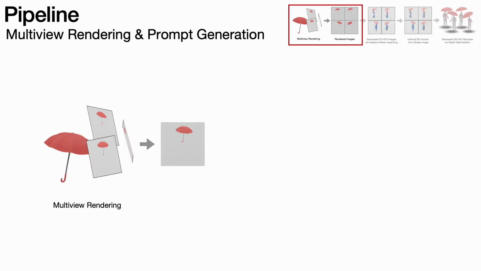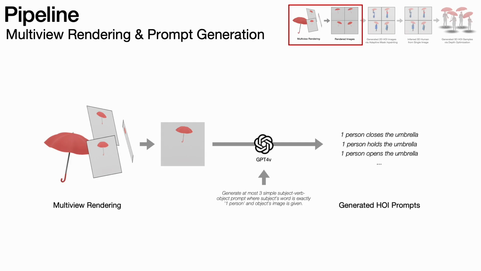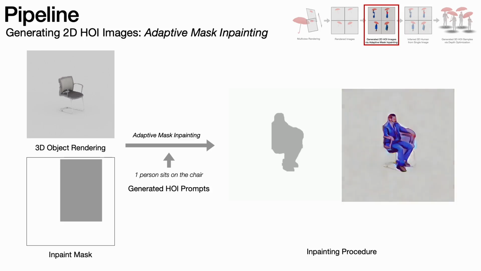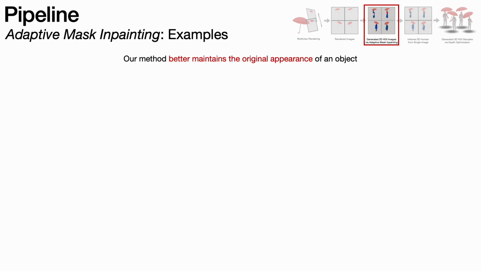Here is the detail. Given the 3D object, we first render the object from multiple viewpoints. Using a publicly available vision language model, we input the rendered image into the model and generate 3 prompts that describe possible interaction of human with the object. We then insert the human into the rendering of the object, by applying inpainting diffusion models. To prevent the change of the original object during inpainting, we introduce the adaptive mask inpainting algorithm, which updates the inpainting mask for each denoising step. Here, we provide a comparison between adaptive mask inpainting and original inpainting.